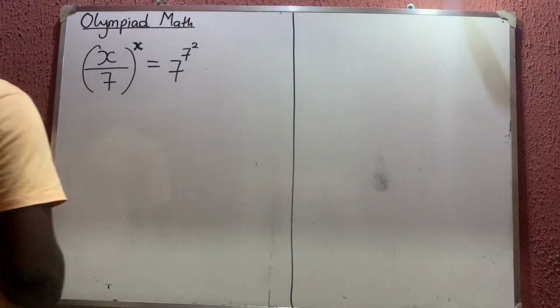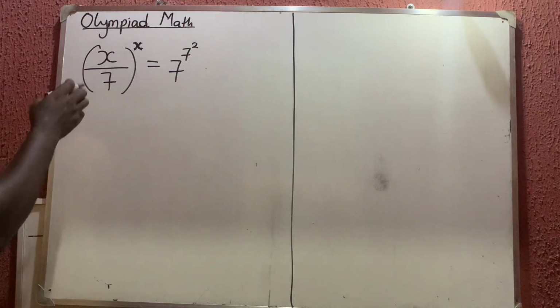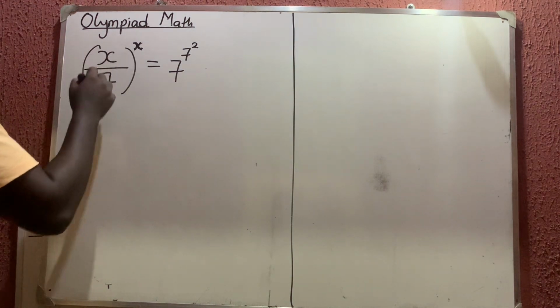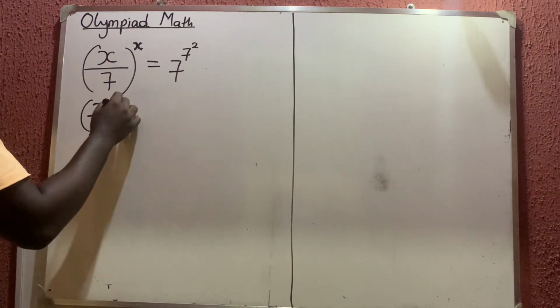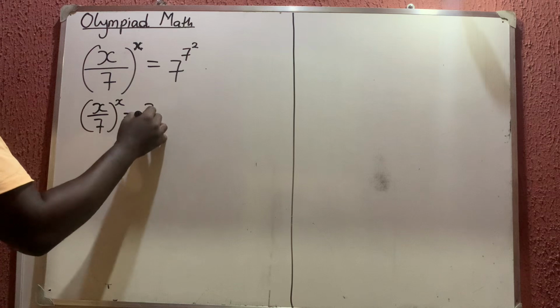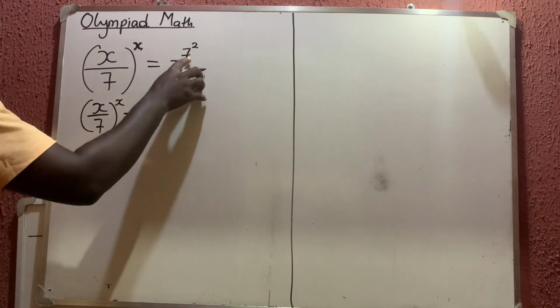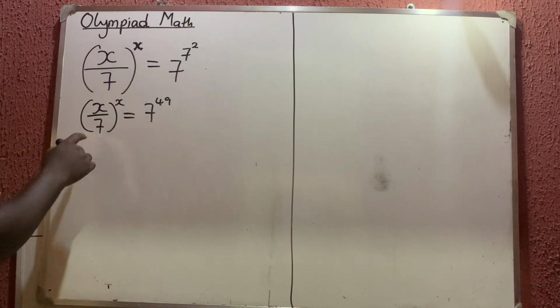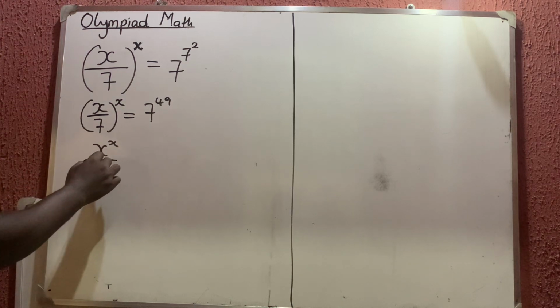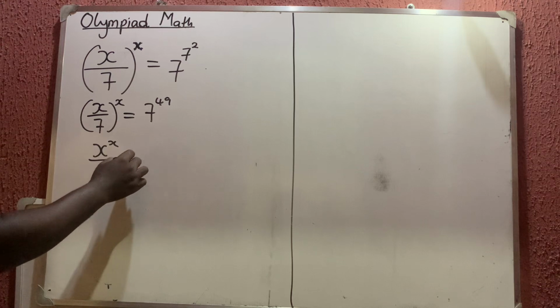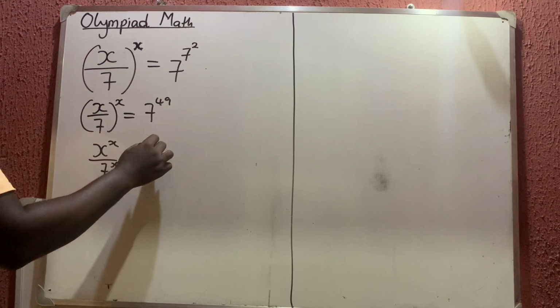So let us quickly solve this Olympiad problem. It's a very simple one, okay? We have (x over 7) all raised to power x is equal to 7 raised to power 49. So let me separate this to be x raised to power x over 7 raised to power x is equal to 7 raised to power 49.